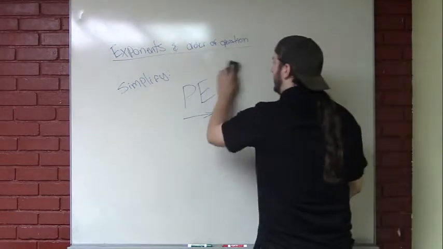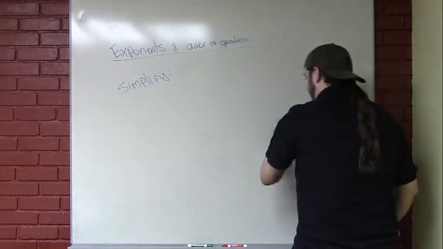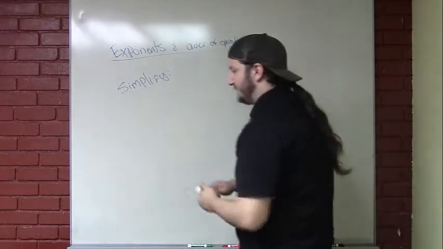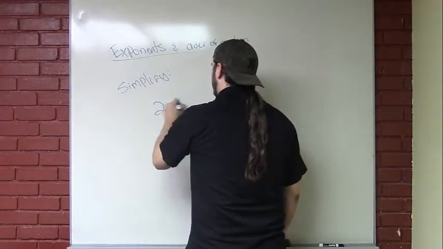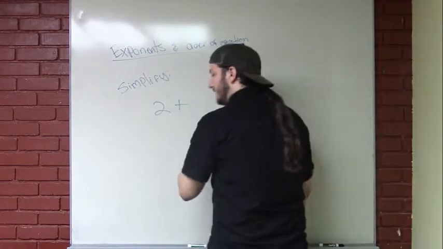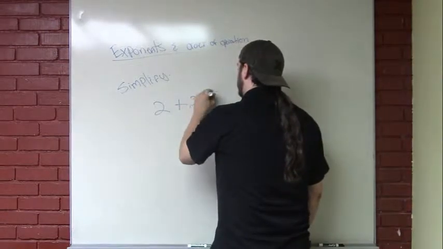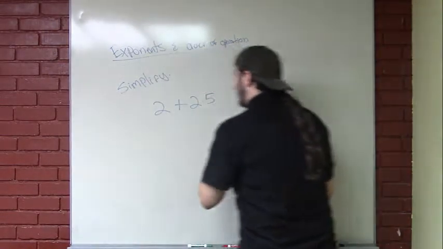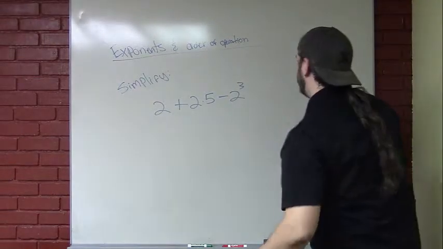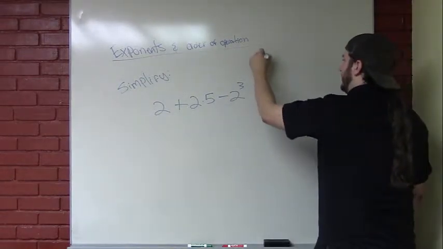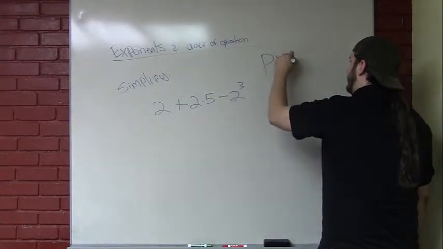All right. So, same directions as before, simplified. But this time, what do we got? We have 2 plus 2 times 5 minus 2 cubed. So you got your exponents again. And just over here, I'm going to keep that up here just for reference.